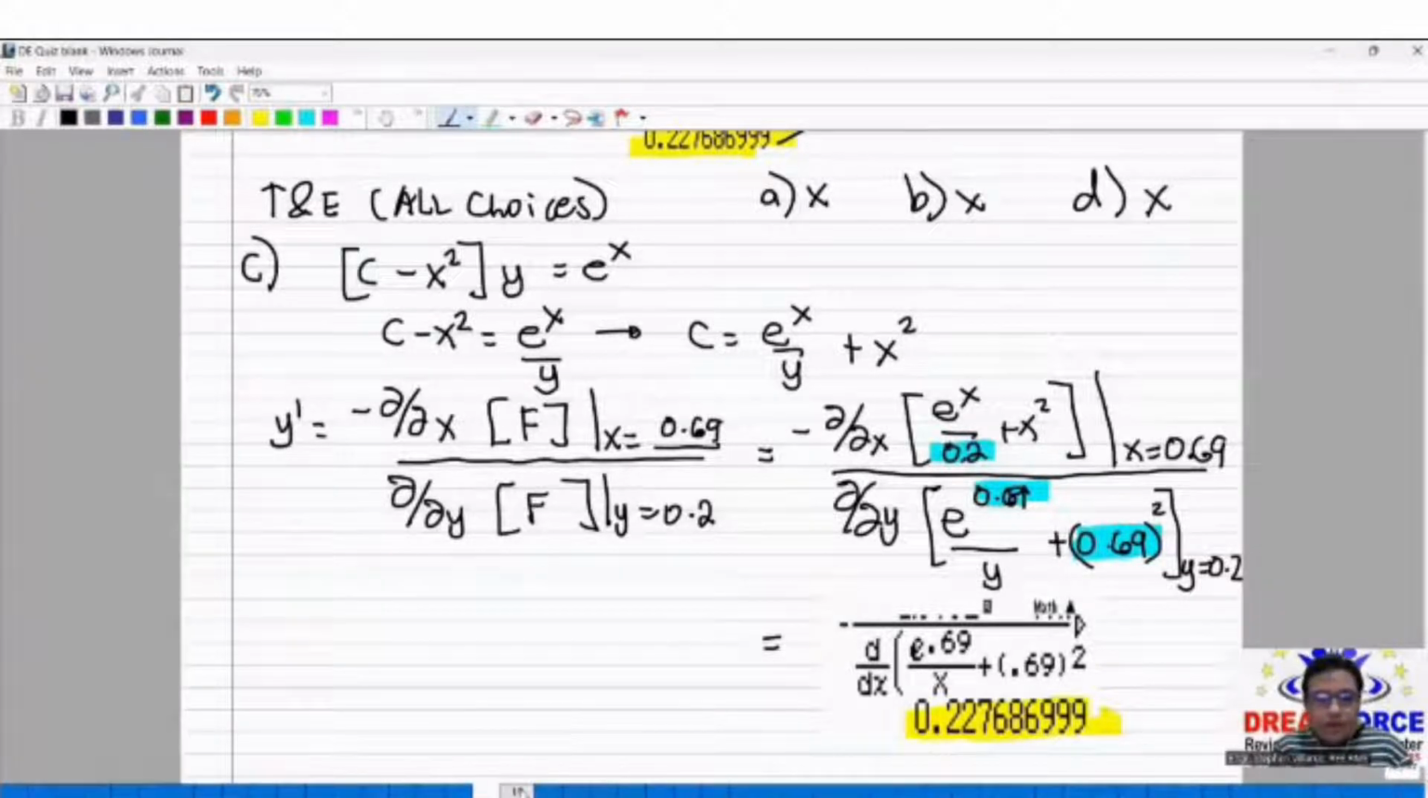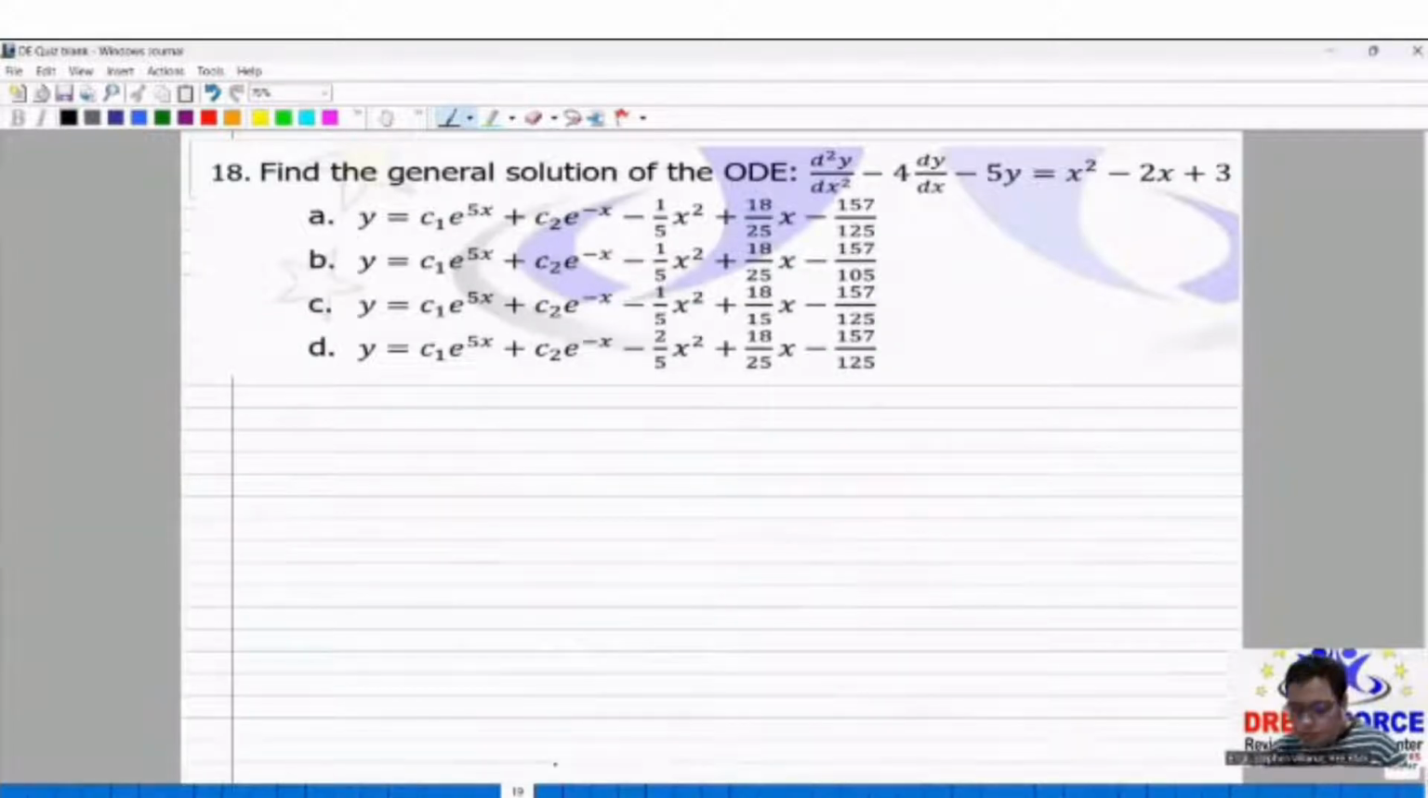Okay. Next na tayo. Number 18. Find the general solution of the ODE, d squared y over dx squared minus 4 dy dx minus 5y is equal to x squared minus 2x plus 3. So this is other higher order differential equation. So for higher order differential equation, marami po tayong kukunin dito.